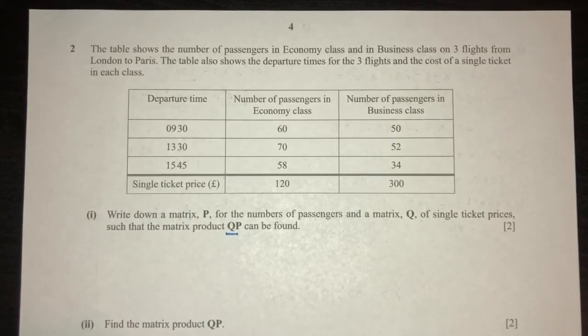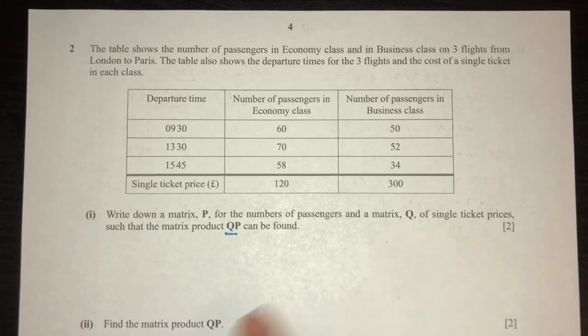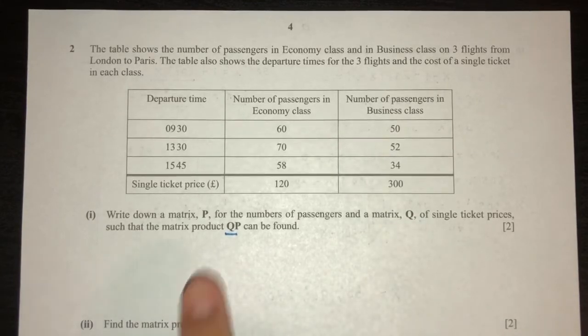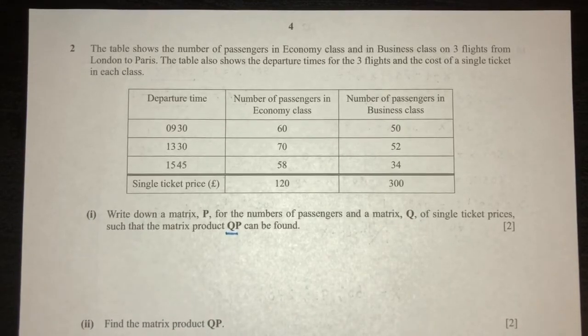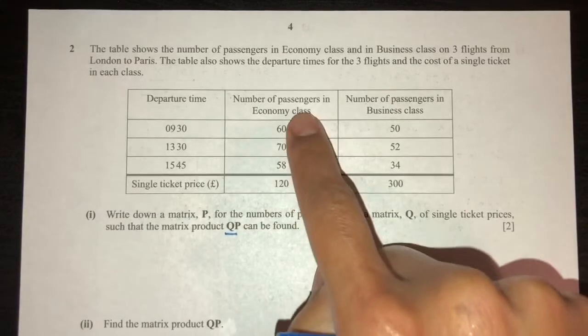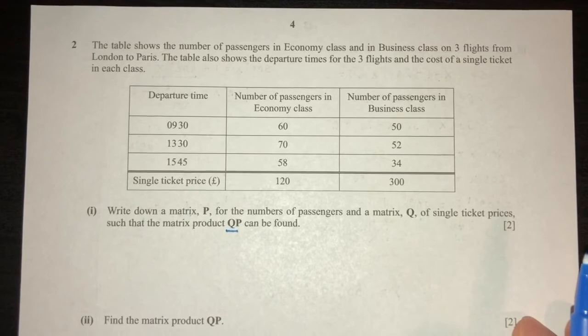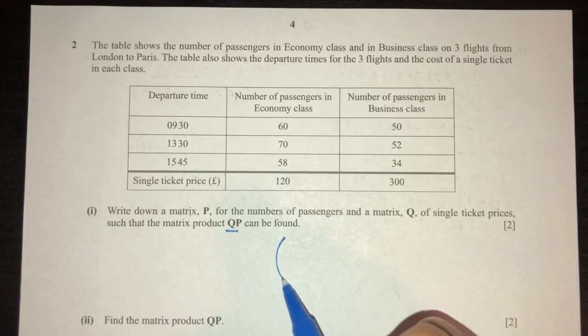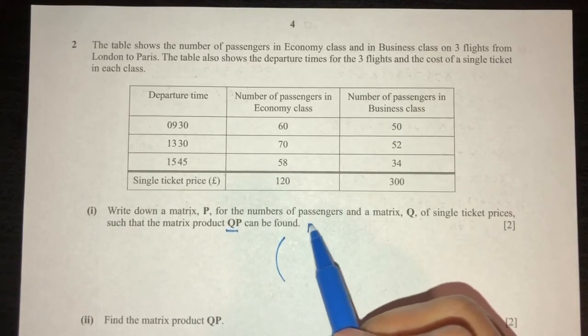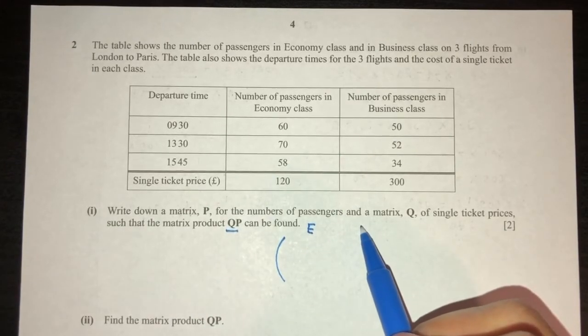So we have to write two matrices, P and Q. First let's write down P. P is for the number of passengers. As you can see, we have this and this. So let's see how we can write this. We can write economy and business class.